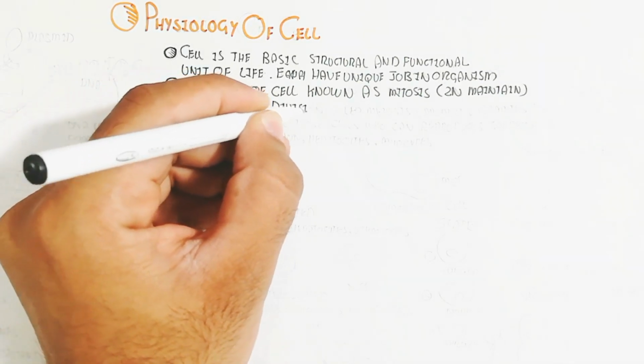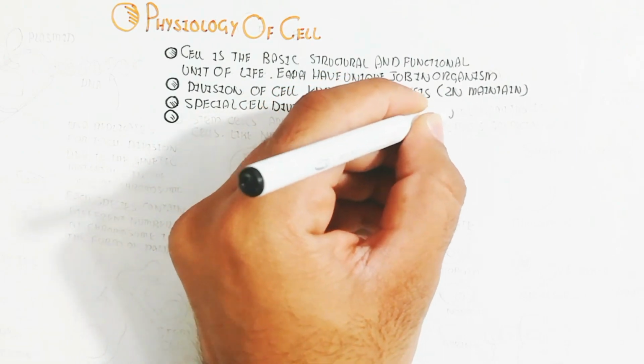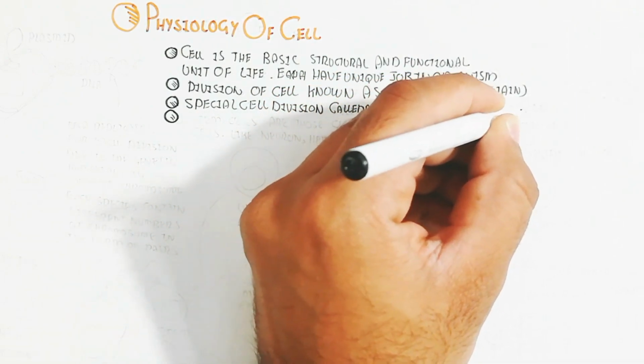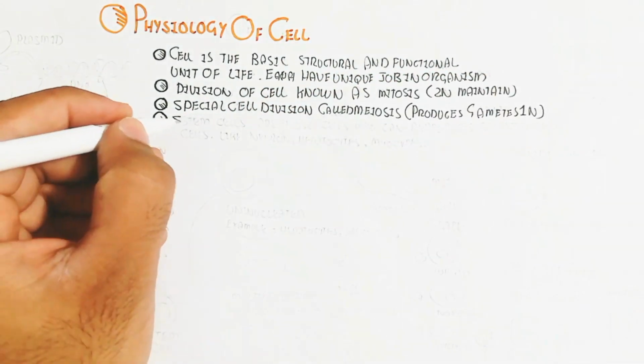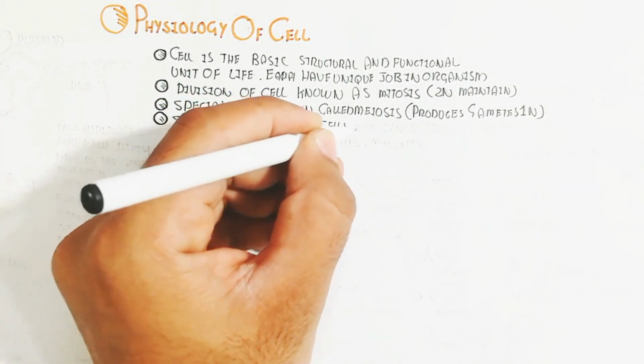the diploid cell, the chromosome. A special cell division called meiosis produces gametes for sexual reproduction, like sperm and egg.